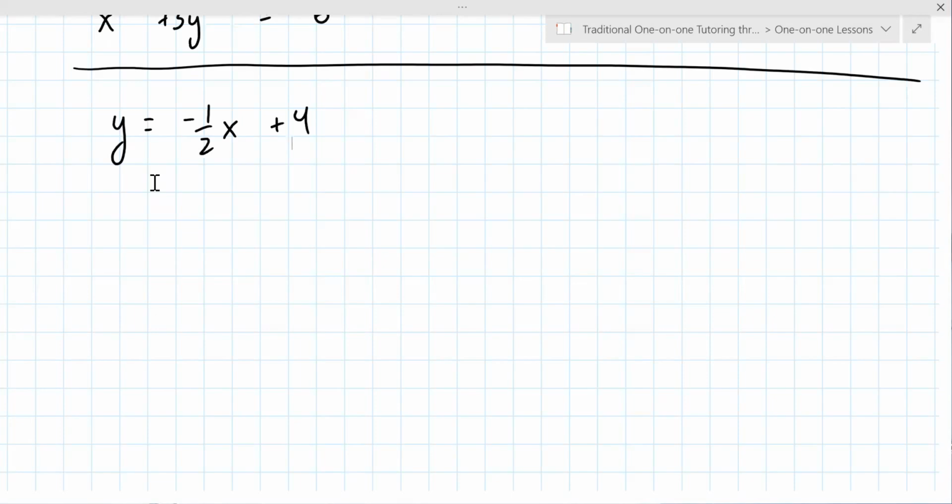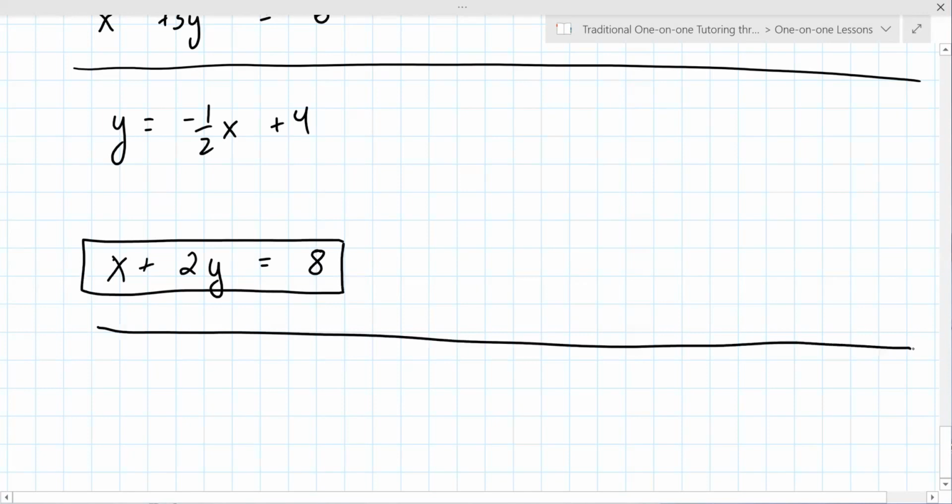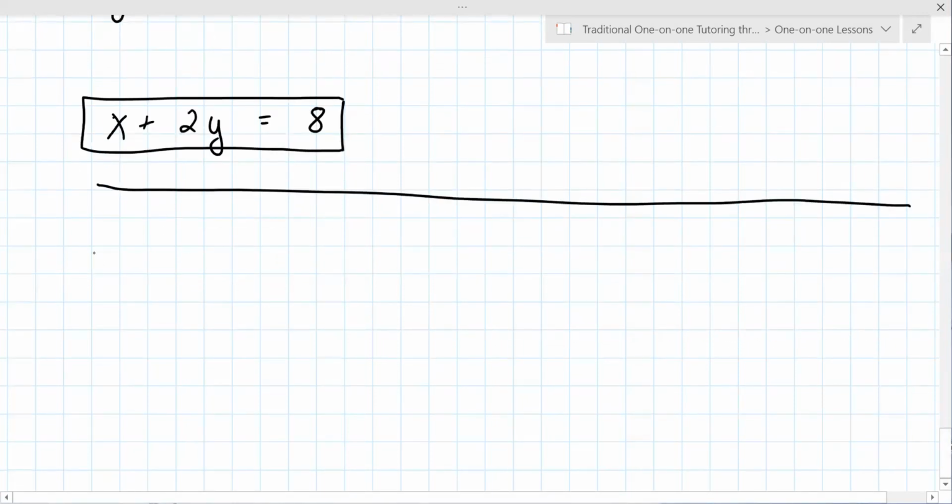x plus 2y equals 8. Perfect. Excellent. Okay, so we're going to just slightly modify y equals 1/5 x minus 8.